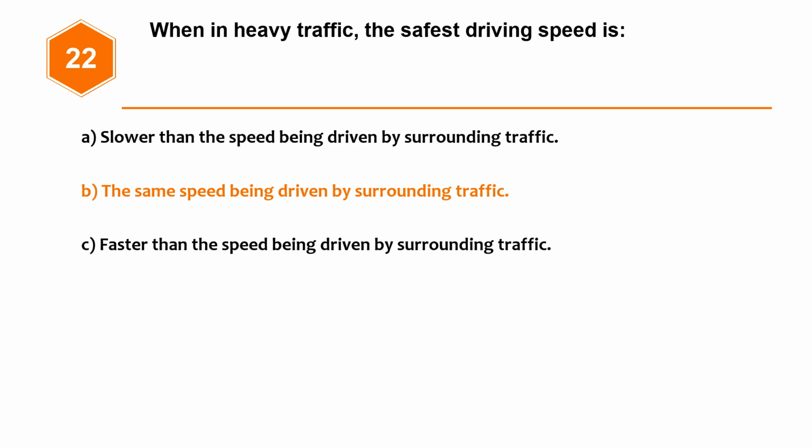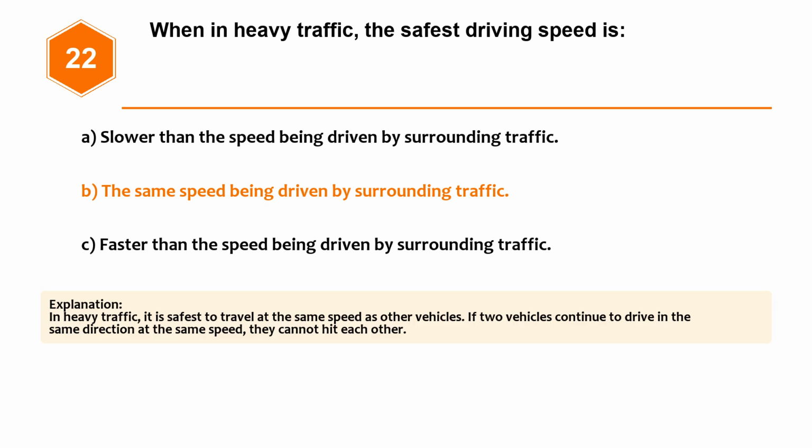The correct answer is option B. The same speed being driven by surrounding traffic. Explanation. In heavy traffic, it is safest to travel at the same speed as other vehicles. If two vehicles continue to drive in the same direction at the same speed, they cannot hit each other.